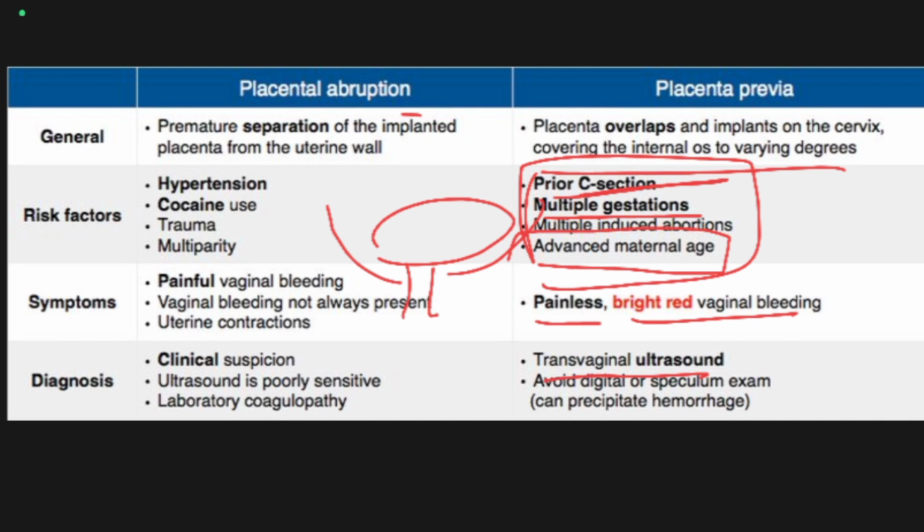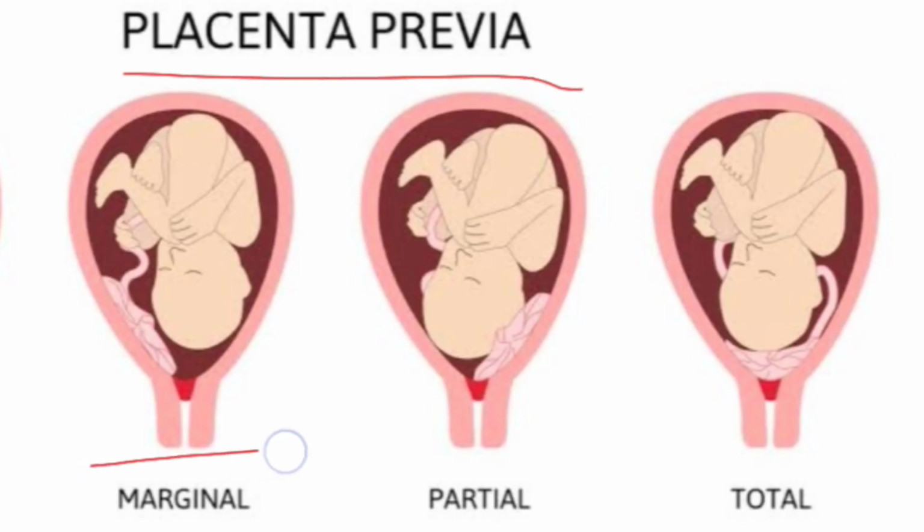This placenta previa has various types in it, that is partially blocking, fully blocking, like that. To see in which way the placenta is blocking, we do a transvaginal ultrasound. Types of placenta previa: we have marginal, partial and total.